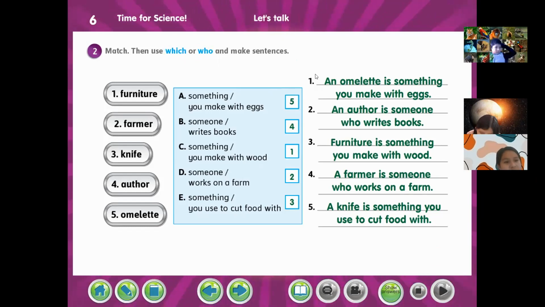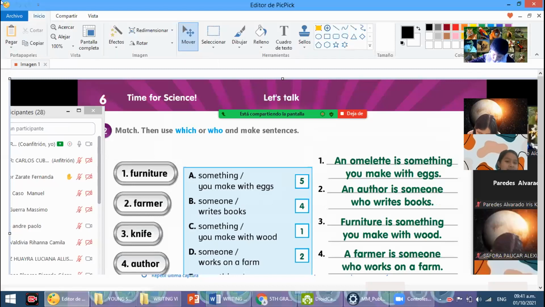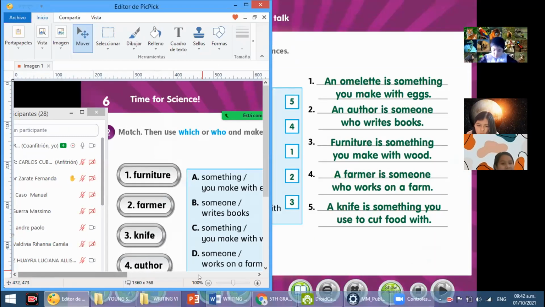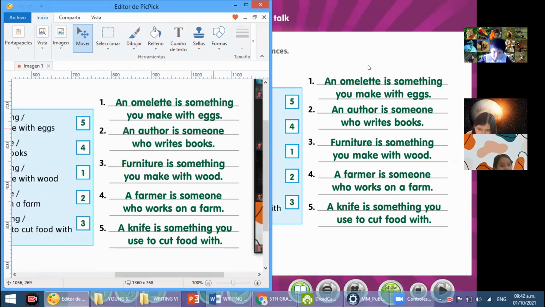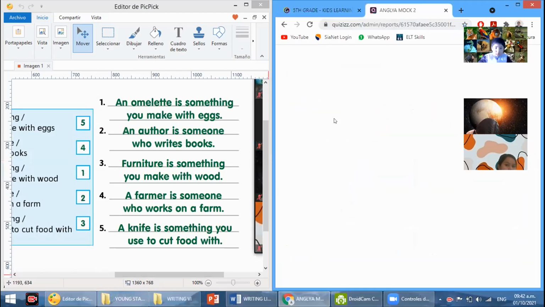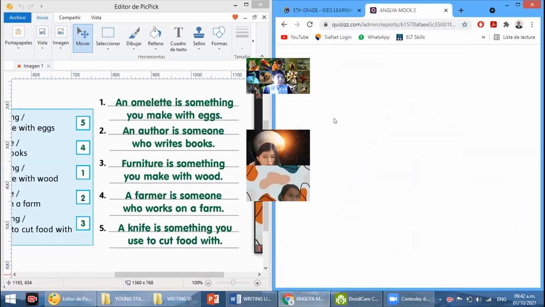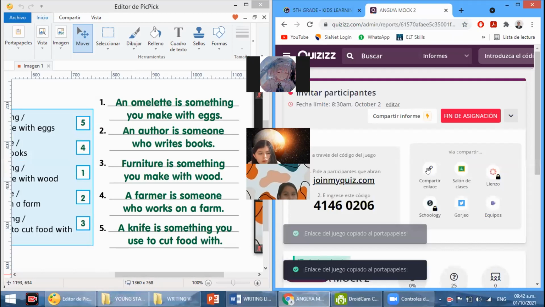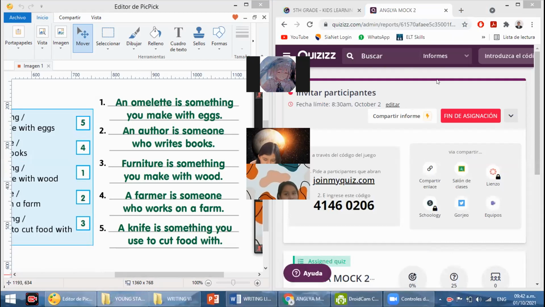Finish, okay, my friends? Finish, please. Complete, please, your workbooks. And if you finish, please, let's work with the link of Anglia, okay? The last part. I'm going to send you the link in the chat. Only open the link, write your name, and answer the questions. That's all. But first, finish your workbook. The workbook first.